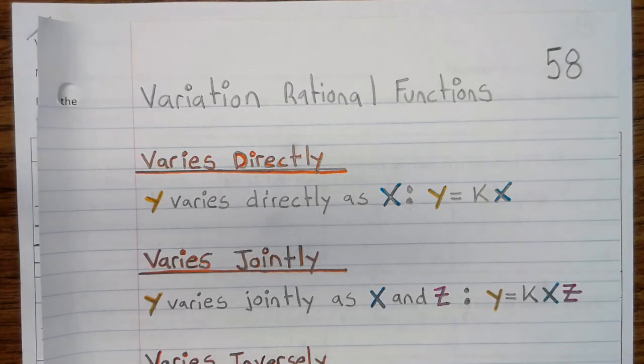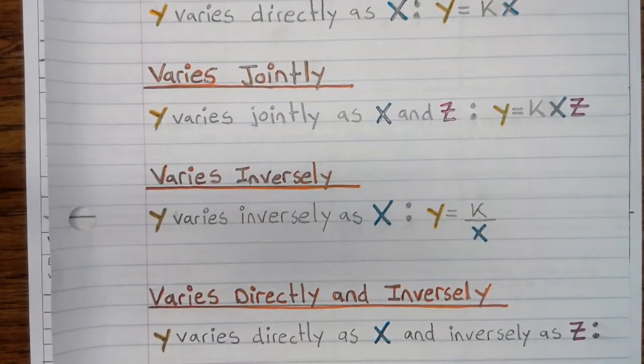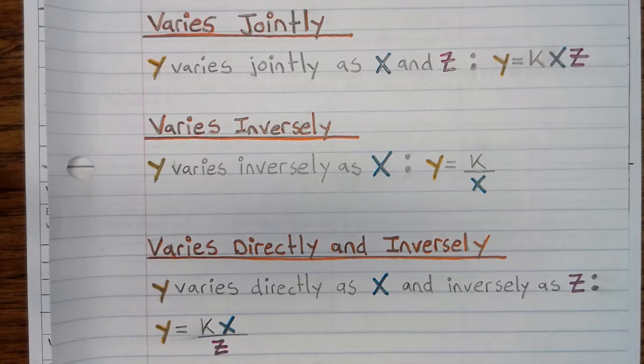Varies directly: y varies directly as x is the equation y equals kx. Varies jointly: y varies jointly as x and z, the equation is y equals kxz. Y varies inversely. Y varies inversely as x. The equation is y equals k divided by x.